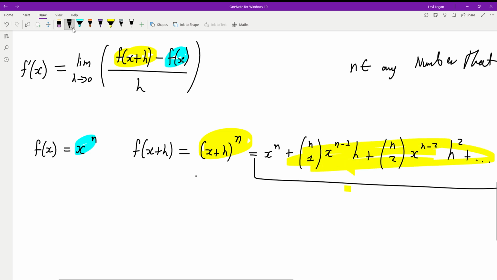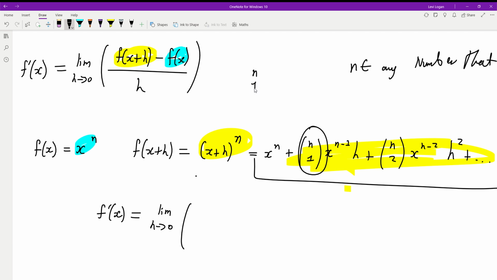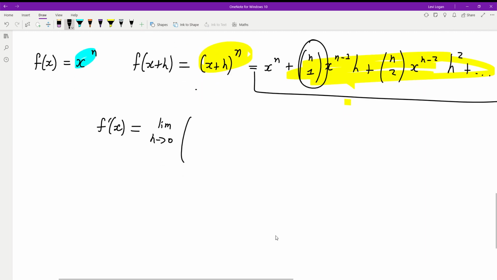So this is what I'm going to get. f dash of x is equal to the limit as h goes to 0 of this entire thing here. Now, we're going to work out what this is very quickly. So n choose 1 means n factorial over 1 factorial times n minus 1 factorial.